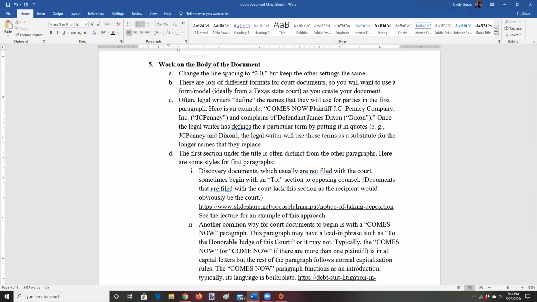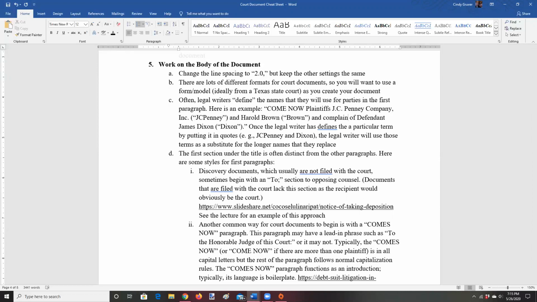So let's look at a few things. Well, first of all, if we had more than one plaintiff, we'll see plaintiffs JCPenney and Harold Brown. Okay, here we go. So now we're going to have to change the comes now to come now, because we would say they come now, right? So come now, plaintiffs, because really we're just inverting the word order. Plaintiffs JCPenney and Harold Brown come now and complain of defendant James Dixon.